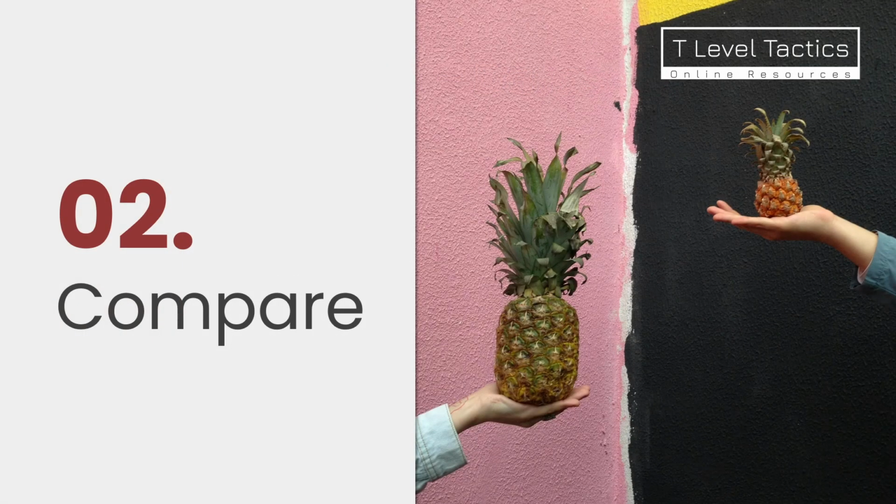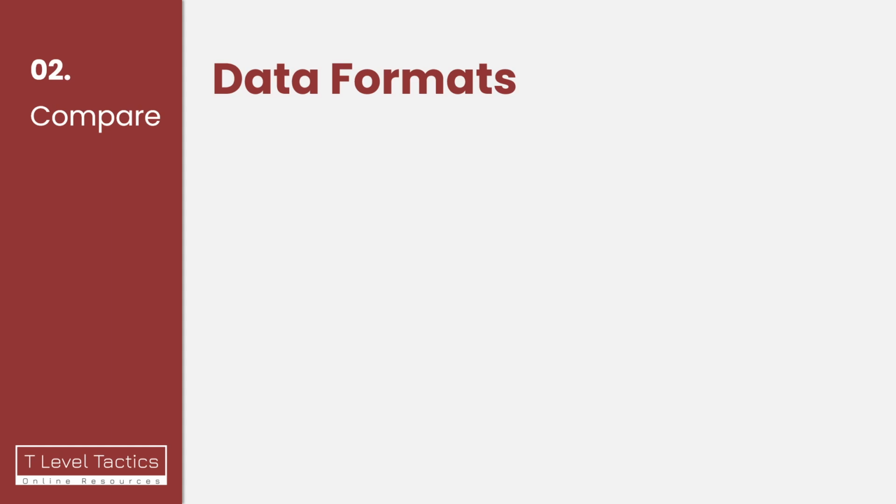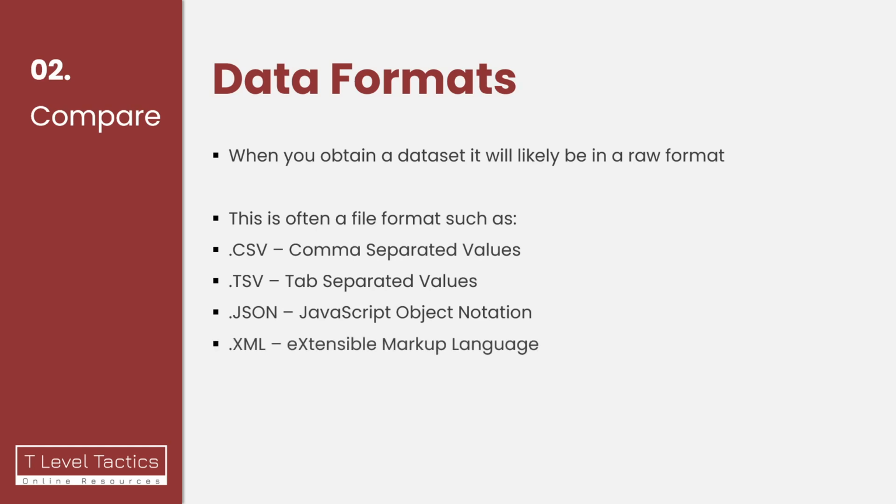Data can come in lots of different shapes and sizes when you get them from various data sources. Let's take a look at what it might look like. Now, when you obtain a dataset, it's likely going to be in a raw format. This is often a format such as a CSV, comma separated value, TSV, tab separated value, a JSON, JavaScript object notation file, or an XML for extensible markup language file.